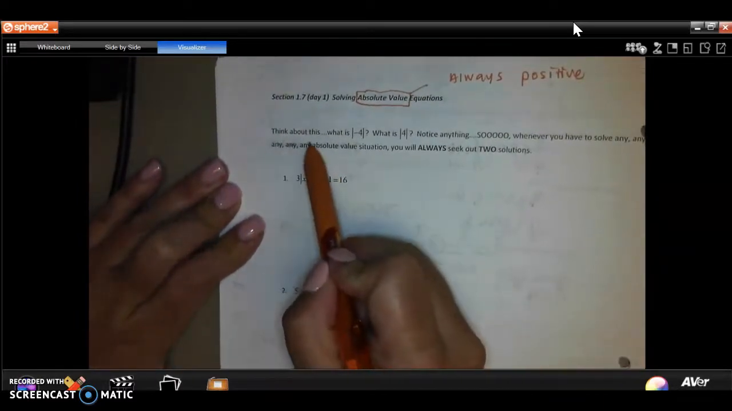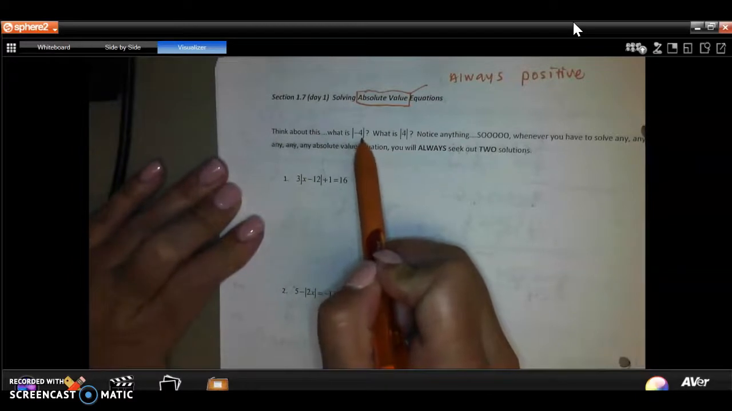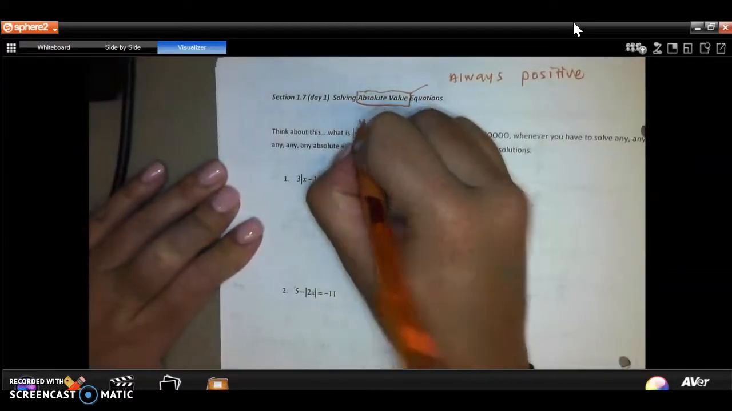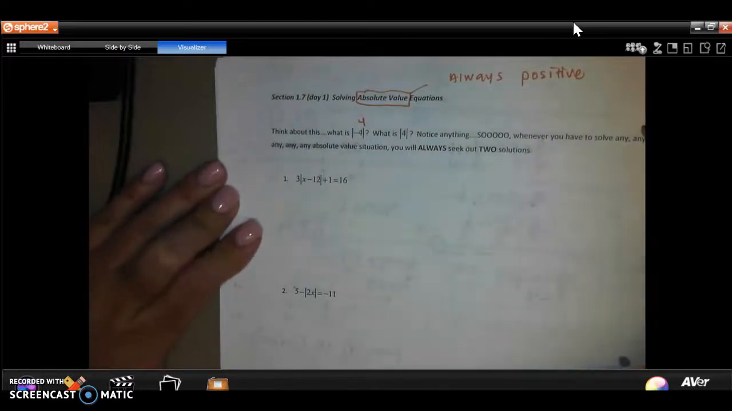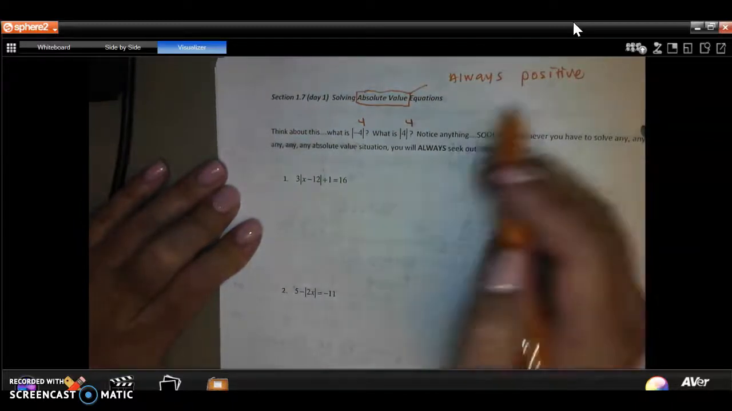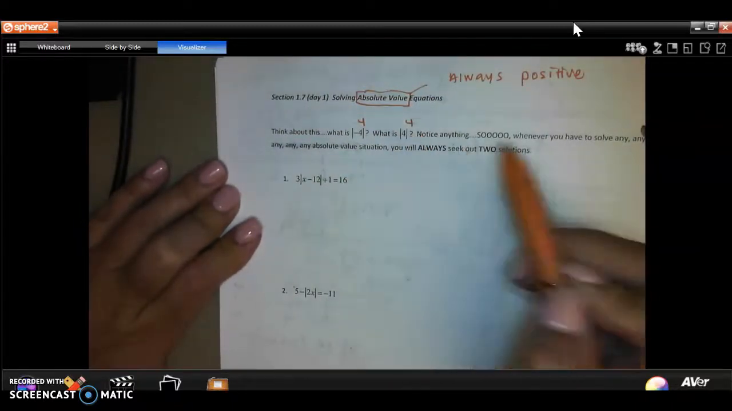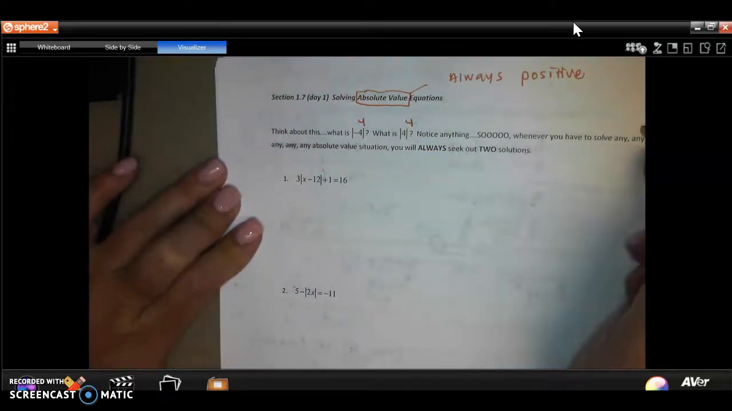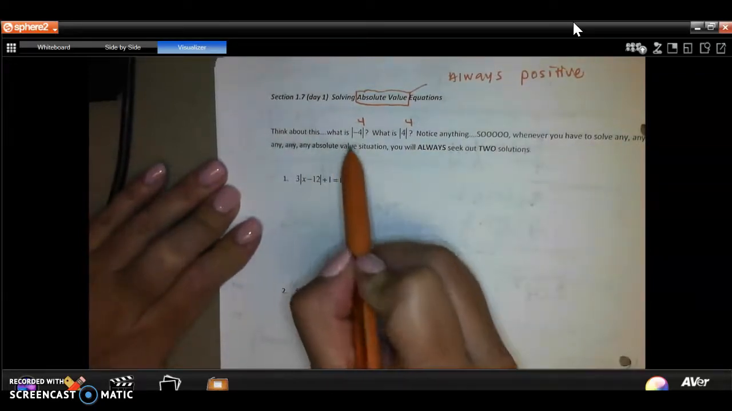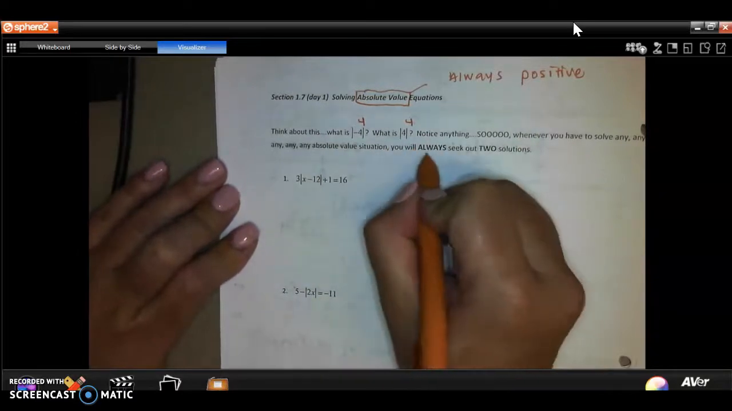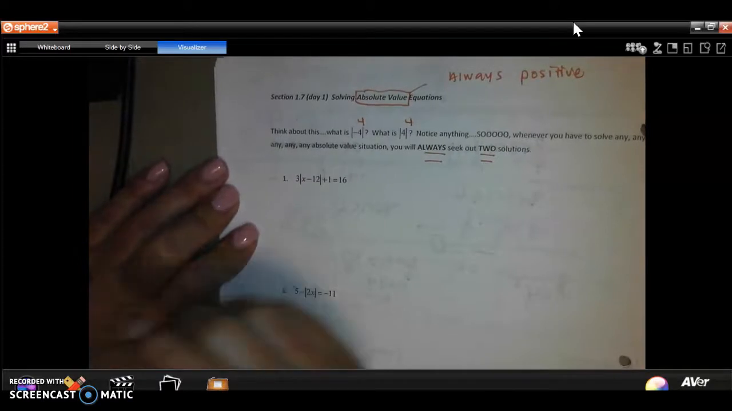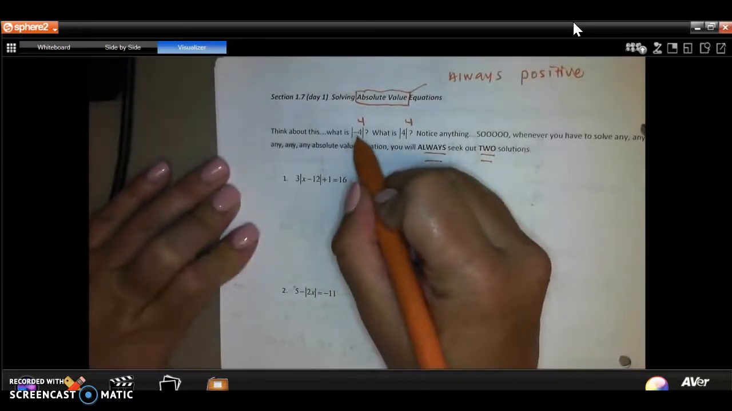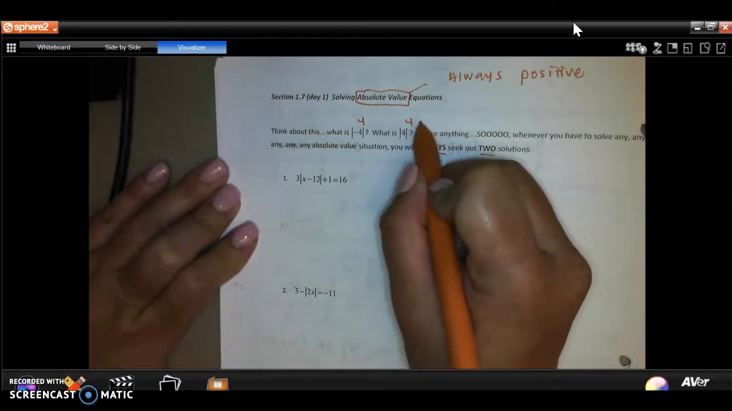So think about this. What is the absolute value of -4? Well, we know the absolute value of -4 is 4. Distance is always positive. What is the absolute value of 4? Well, that's also 4. So do you notice anything? Well, yeah, there's two answers that could be 4 for this. So whenever you have to solve any absolute value situations, you will always seek out two solutions. Okay? So again, the absolute value of -4 is 4, and the absolute value of 4 is 4.